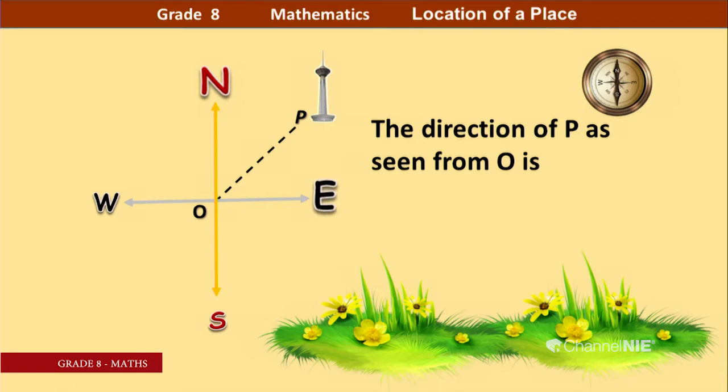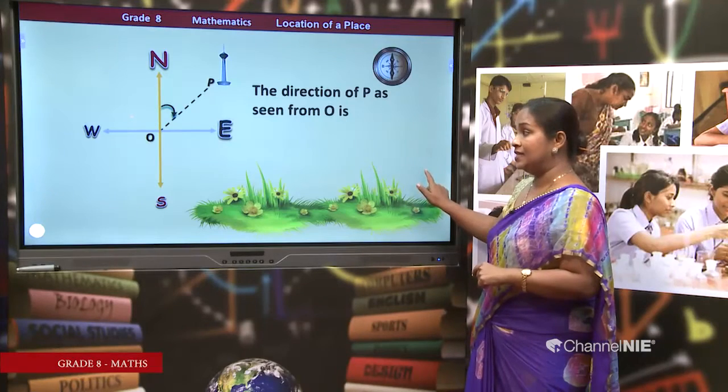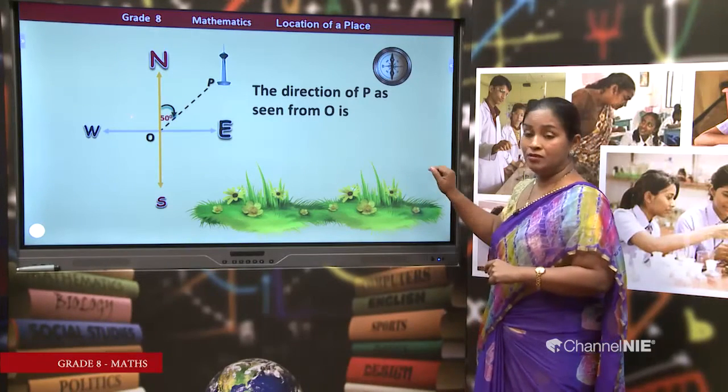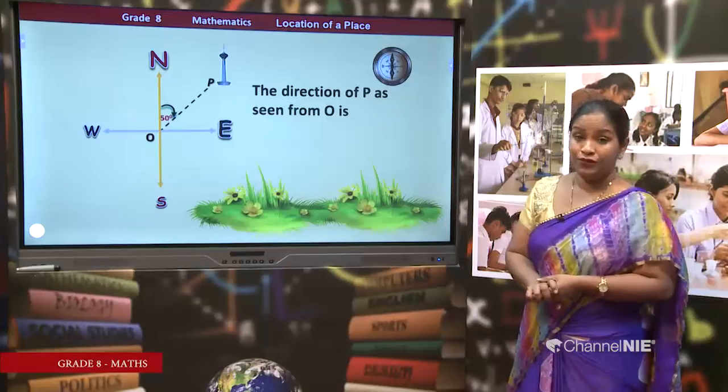We have to check in between which main direction P is. So, it is between north and east. Then we measure the angle starting from north. I told you earlier, the priority is given to the north direction rather than east. So, we measure the angle starting from north. So, what is it? According to this, it is 50 degrees.